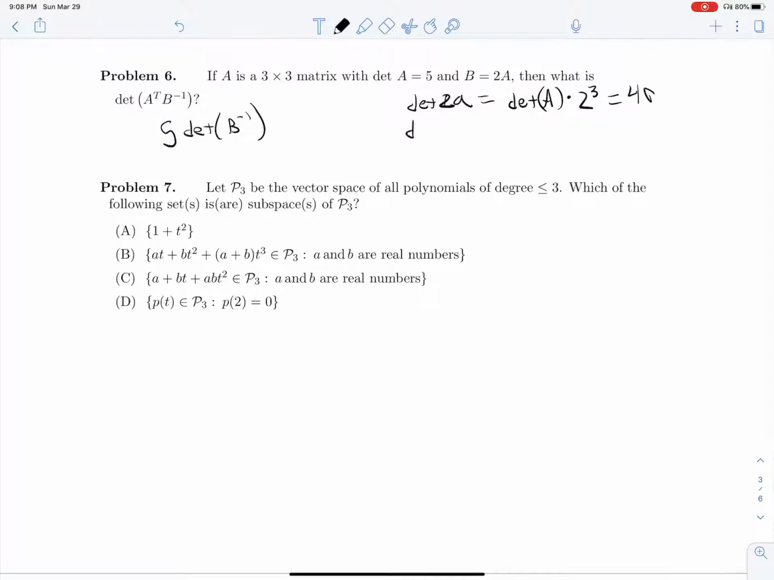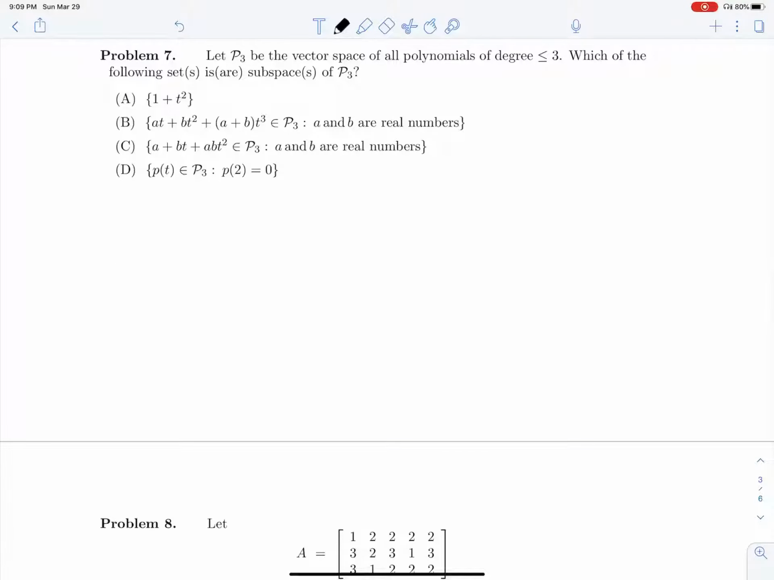We also know that the determinant of 1 over A, oh, sorry, that's not what I meant. The determinant of A inverse is the same thing as 1 over the determinant of A. And since the determinant of B must be 40, like we found over here, because B is equal to 2A, then the determinant of B inverse is 1 over the determinant of B. So that will be 1 over 40. And 5 over 40 is 1/8. And we're done.